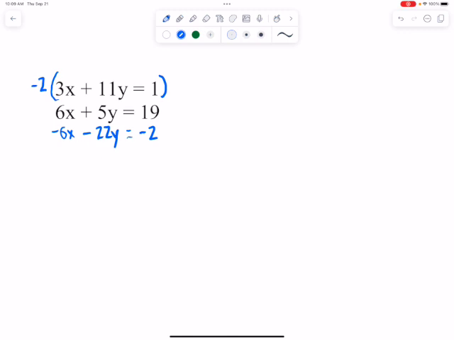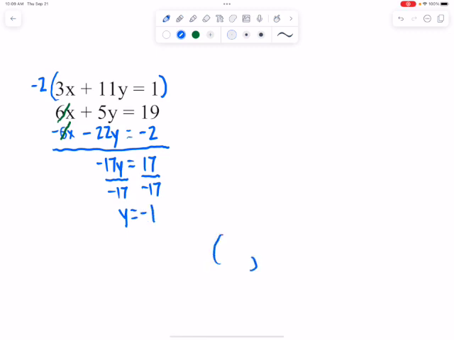Now when we add these together, 6x and -6x are opposites. They cancel each other out. 5y minus 22y, we have -17y. 19 minus 2, we have 17. To get y by itself, we divide both sides by -17. And this leaves us with y is equal to -1. So the y coordinate of our solution is -1.